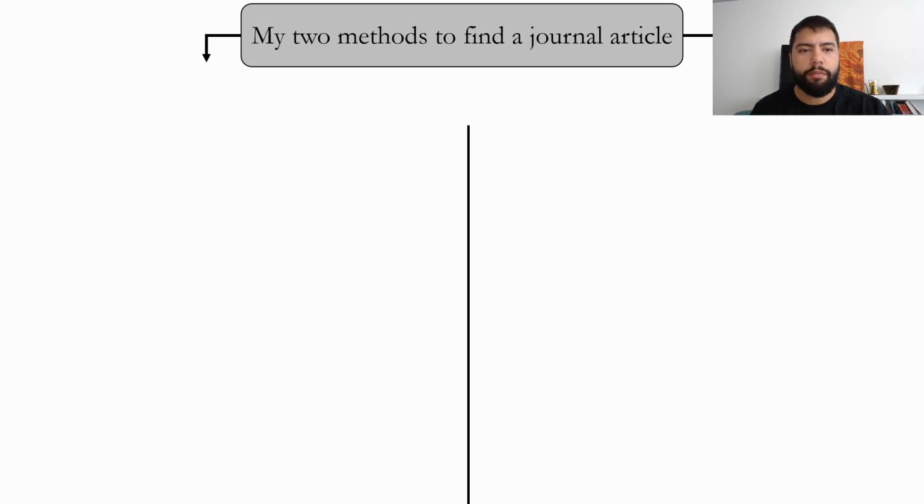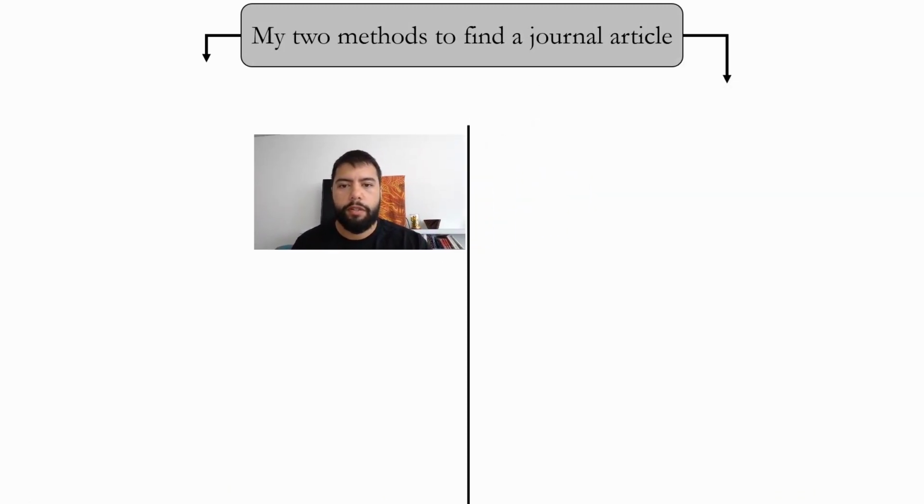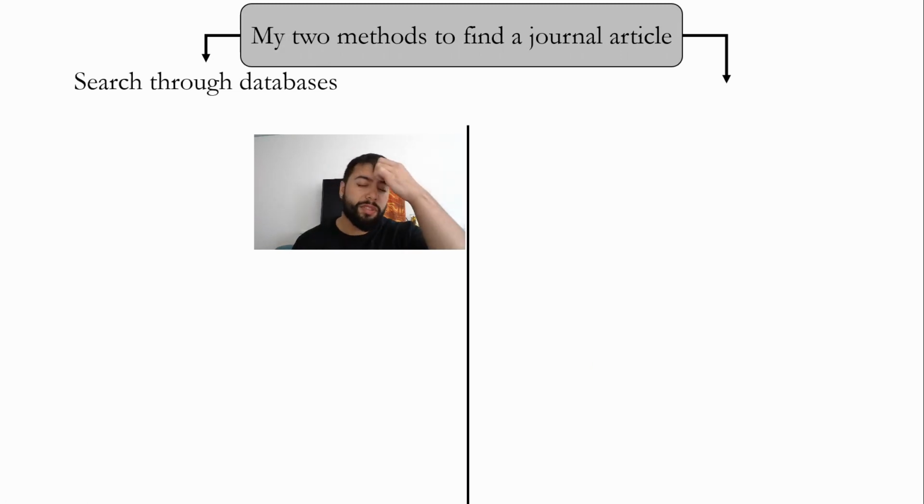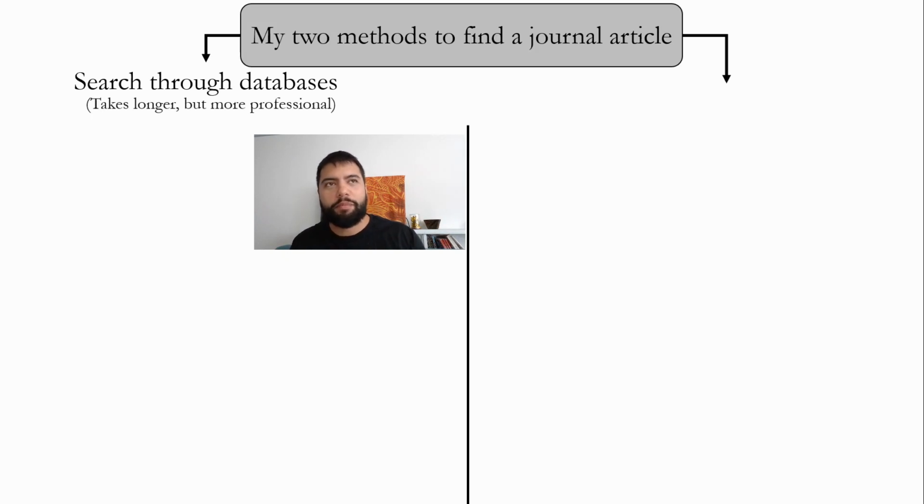Before I do that, I'm just going to move myself over here. So there's two methods. The first method is the one you should use. It's the method that professional academics use, or people that have more expertise in searching for literature or sources.